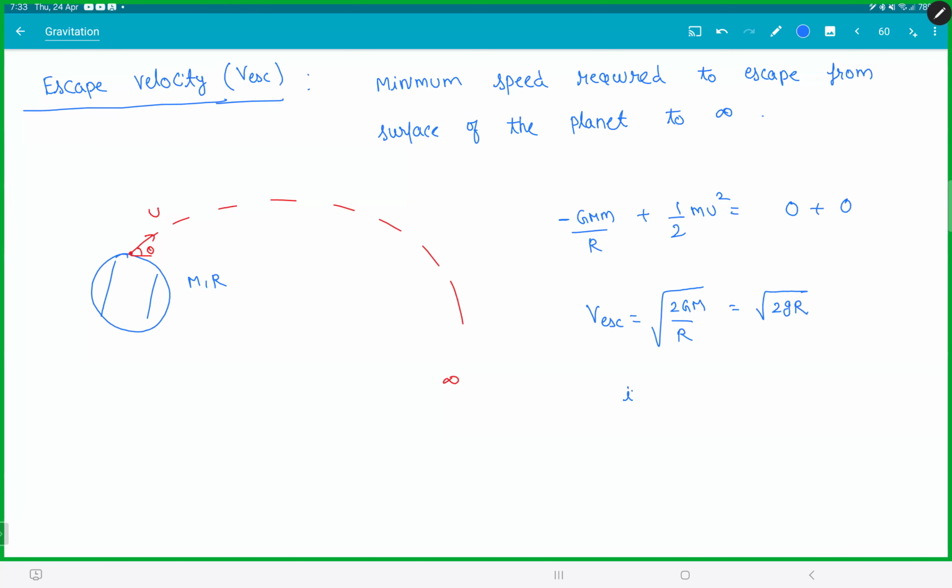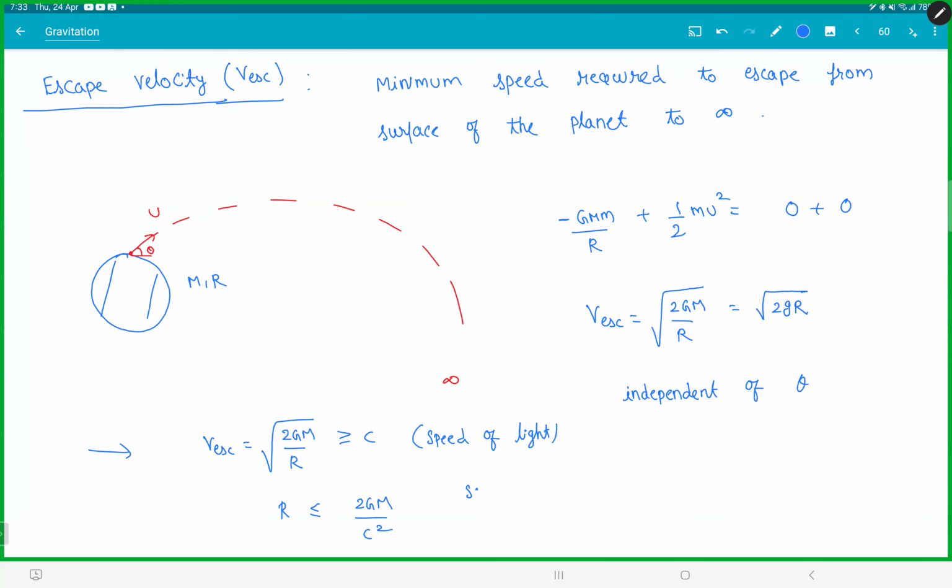This can also be written as root over 2gR. And if you observe, this is independent of theta. Meaning from a planet's surface, it doesn't matter how you throw, it'll escape to infinity if you throw with this velocity. And here we can do something interesting. If you take this V escape, which is root over 2GM by r, and say this is greater than or equal to c, where c is the speed of light. So for a planet or a star, if you make the escape velocity greater than the speed of light, we end up with r less than or equal to 2GM by c square.